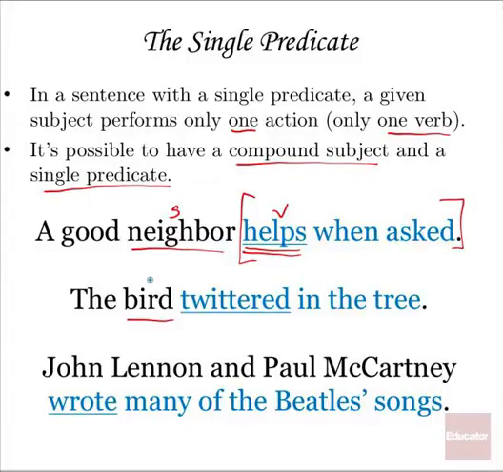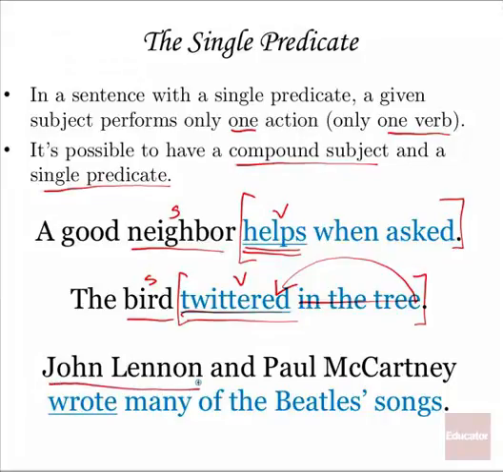All right, the bird, our subject, twittered in the tree. Well, twittered is our verb. In the tree is a prepositional phrase, but it's modifying twittered. Where did the bird twitter? In the tree. All right, then we have John Lennon and Paul McCartney wrote many of the Beatles songs. We have a compound subject, two individuals, both named, but they did one activity. They wrote, the verb, many of the Beatles songs, and many of the Beatles songs is the object of the verb wrote. It's what they wrote. So you can have a compound subject, Lennon and McCartney, performing a single predicate. One action, they wrote many of the songs.